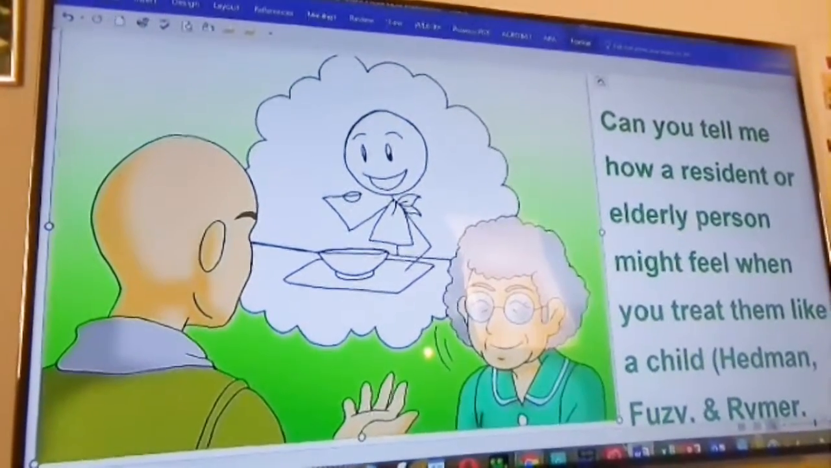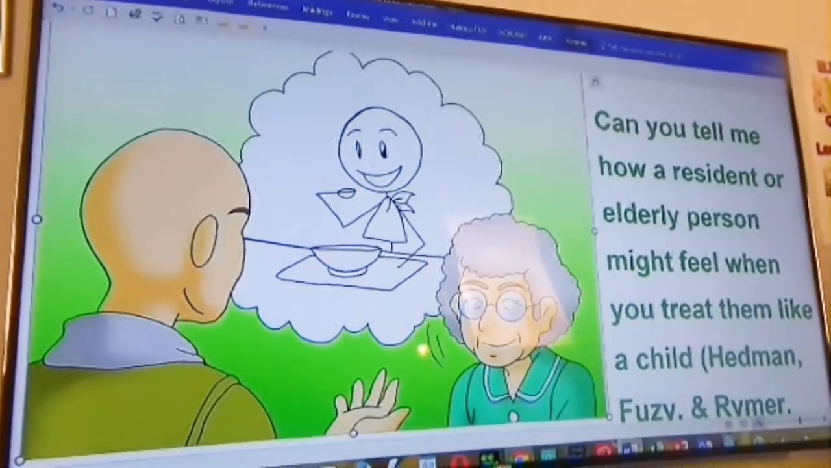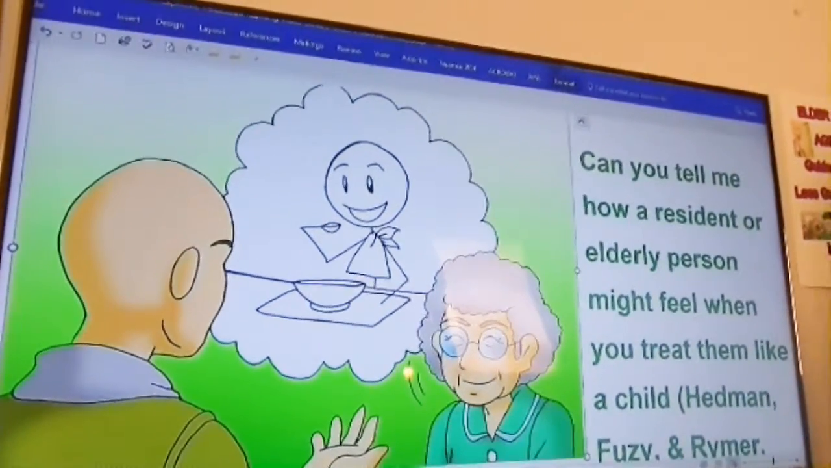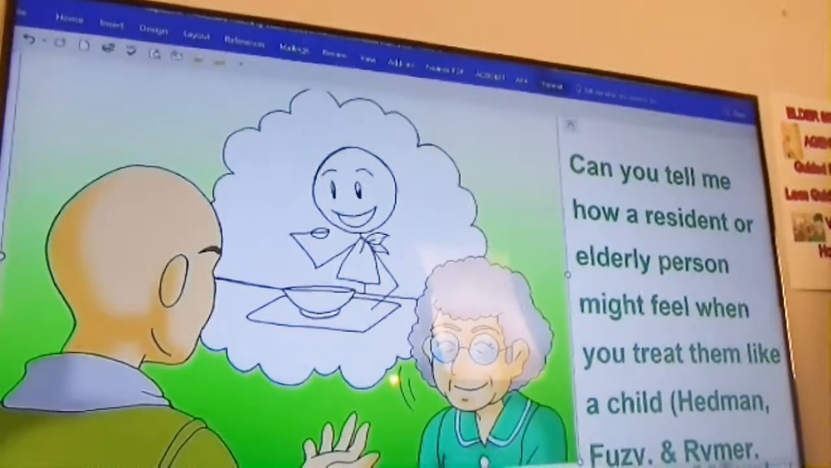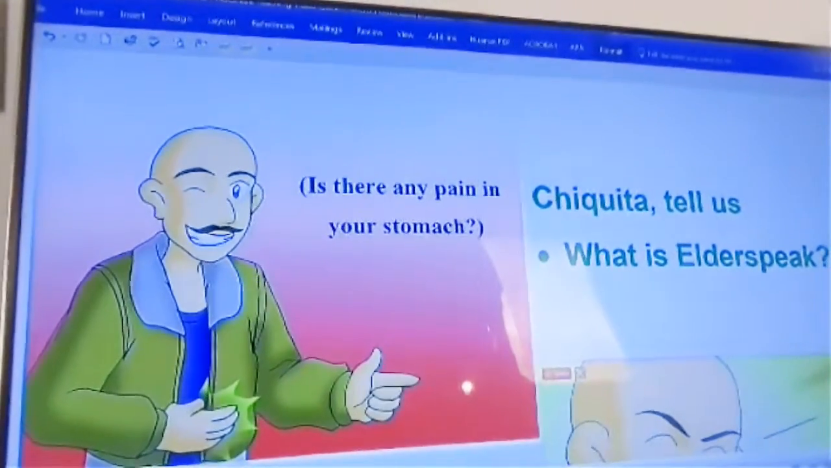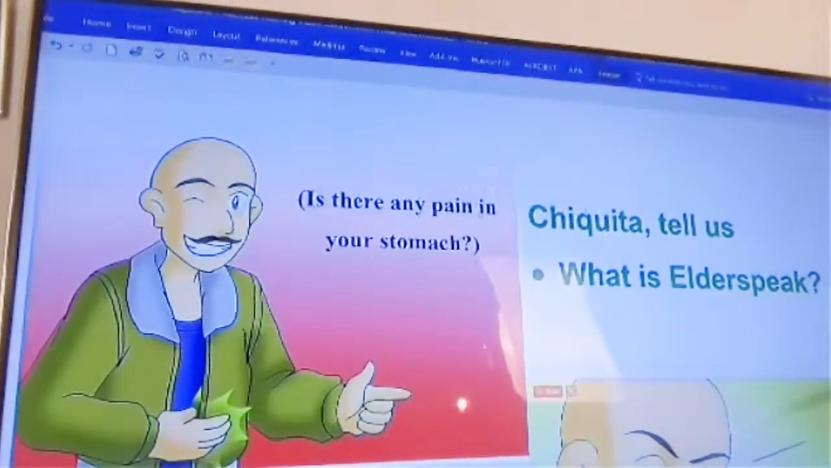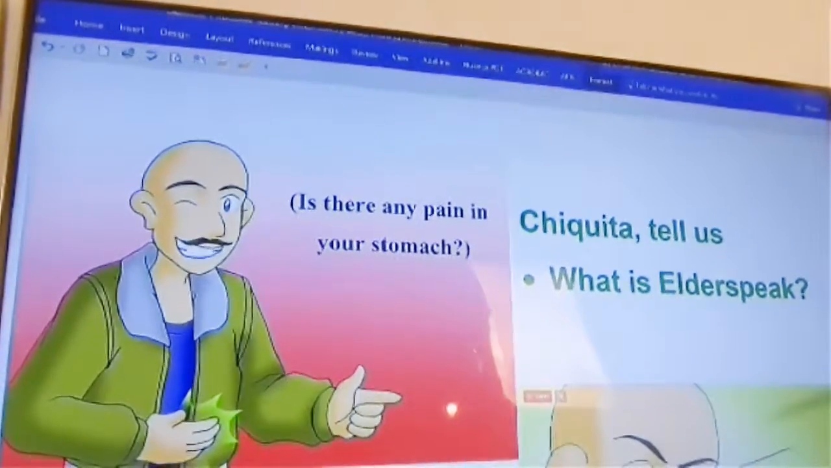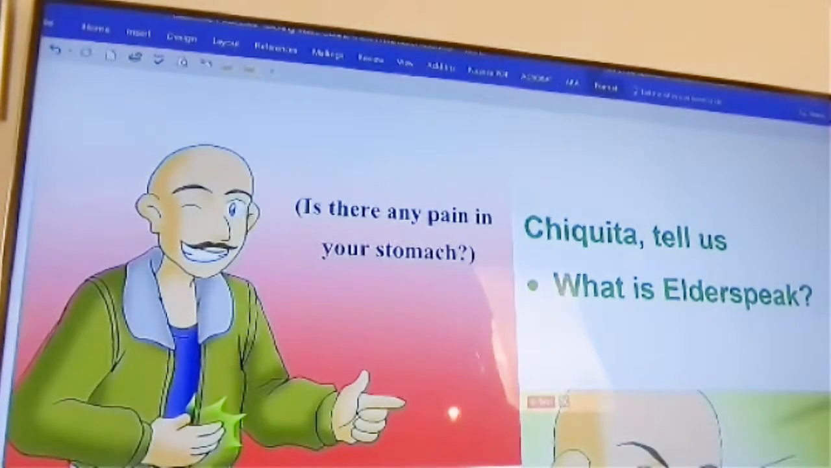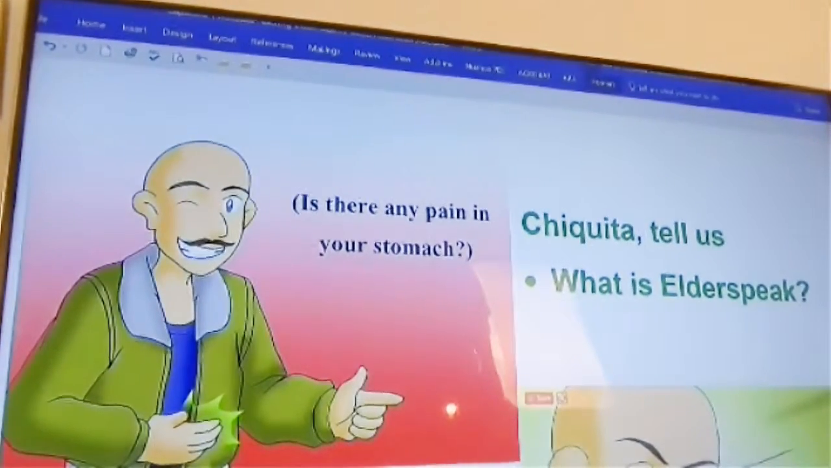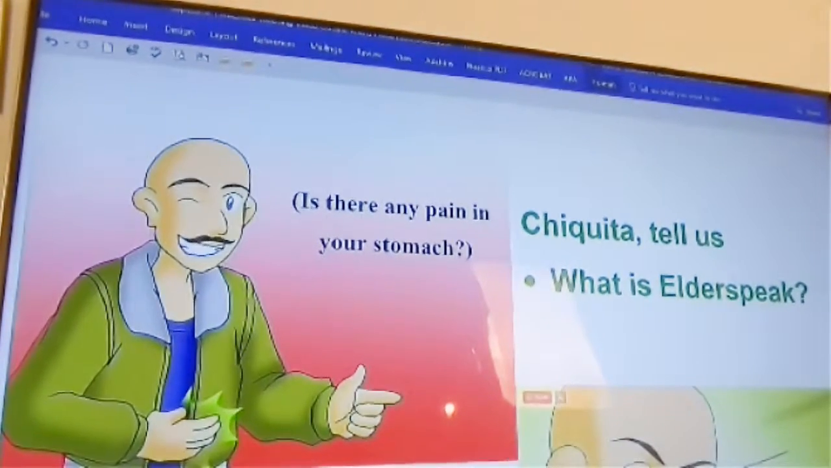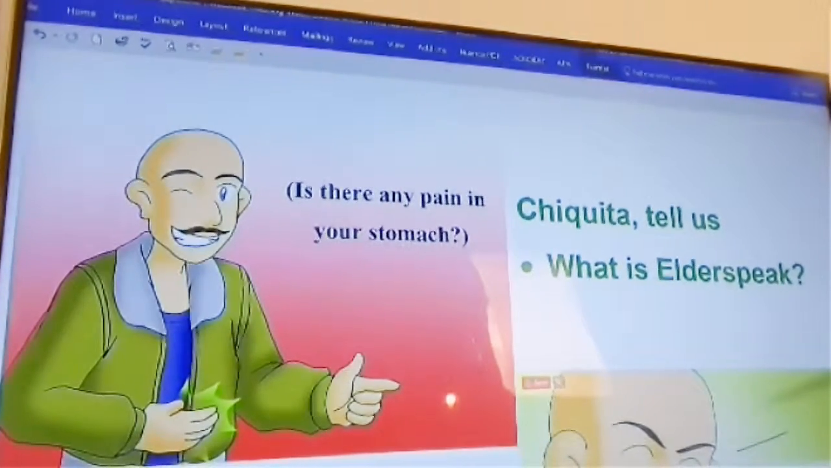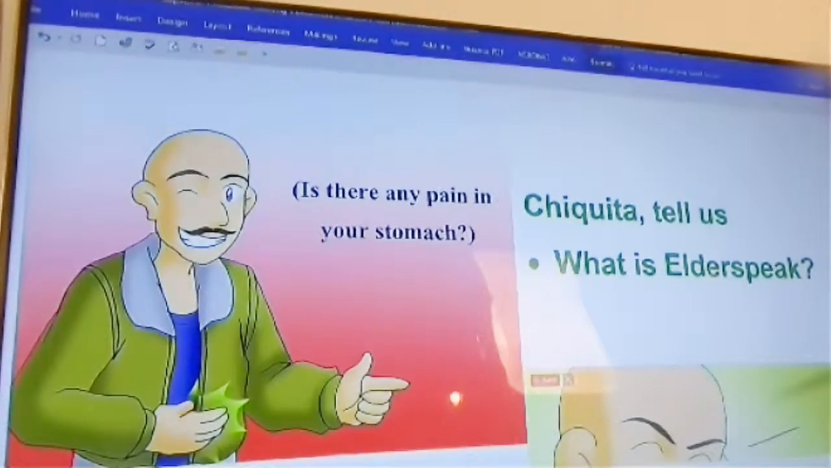Think about this in the nursing facilities a lot of times. You have to feed the people. Well, when you're treating them like a child, they don't care. You help them to eat. That is so right. You're making fun of the elderly person or the disabled person. Look at that eye, he's winking. And he's saying, is there any pain in your stomach? Now, if you were acting like that, more likely the elderly person would say, nothing.